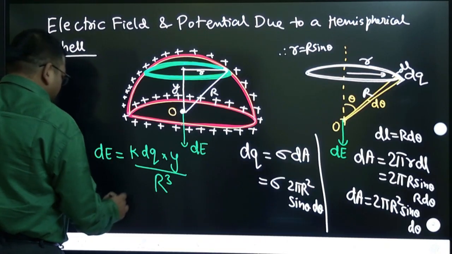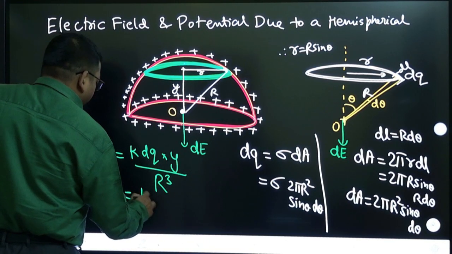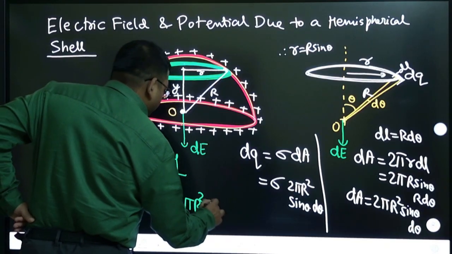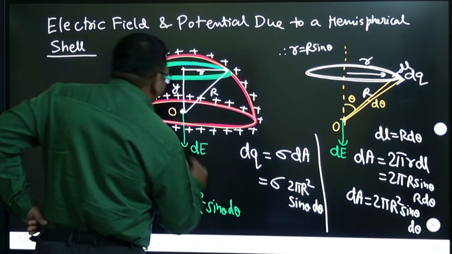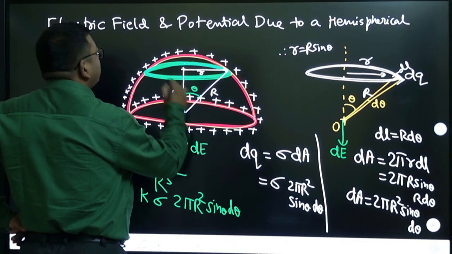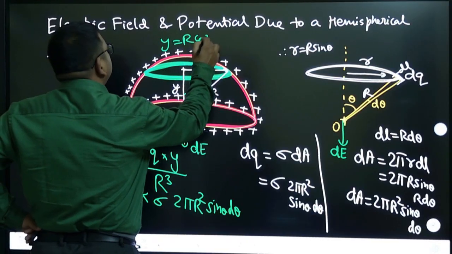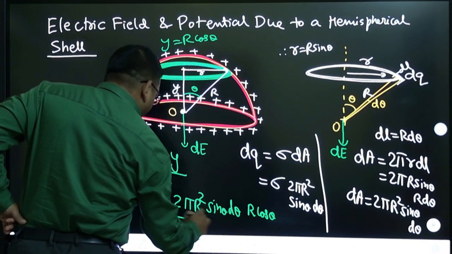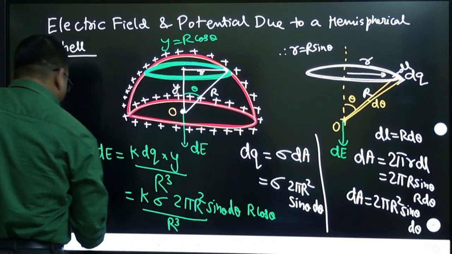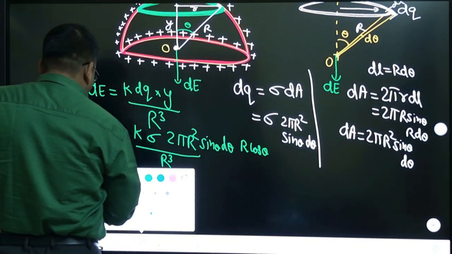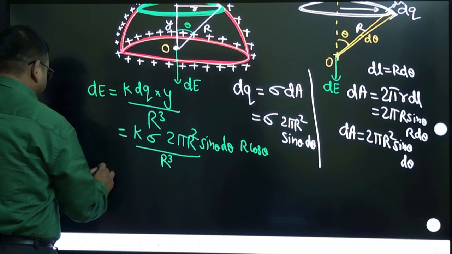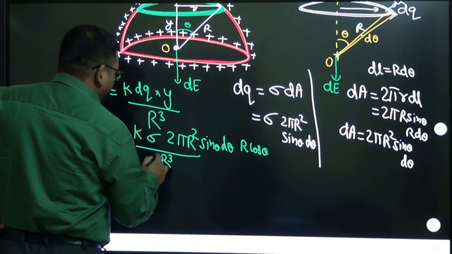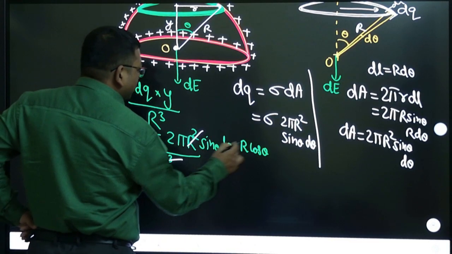We have to integrate this. So first simplify this k dq. Now put in sigma 2 pi R square into sine theta d theta. Because this angle is theta, y can also be written as R cos theta, divided by R cube. Now try to simplify this. So we will integrate this electric field dE. When you integrate, note that the R cube terms are going to get cancelled.